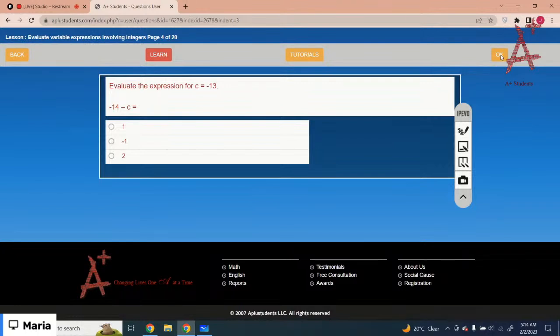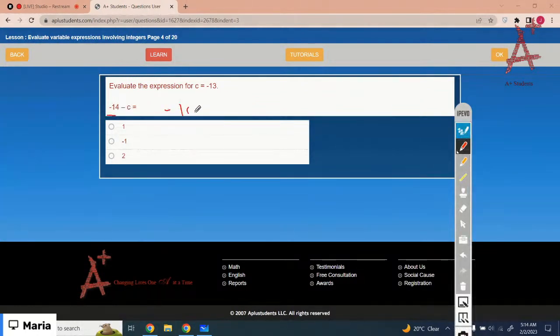Evaluate the expression for c equals -13. So just replace the variable with the value. The expression is -14 minus c, and c is -13. So it would be -14 minus, subtracting a negative integer is the same as adding. So -14 plus 13 is -1. Got it? Because 14 is greater in magnitude and it has a negative sign, the answer must be negative. So the correct option is -1.